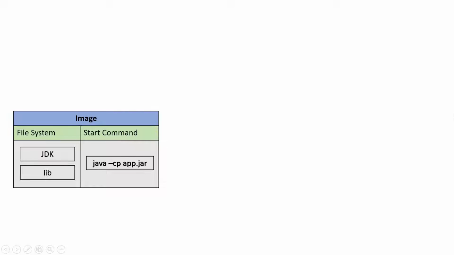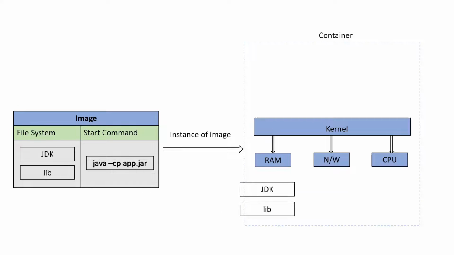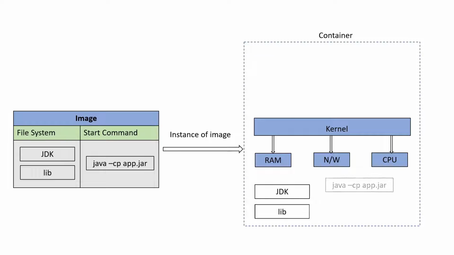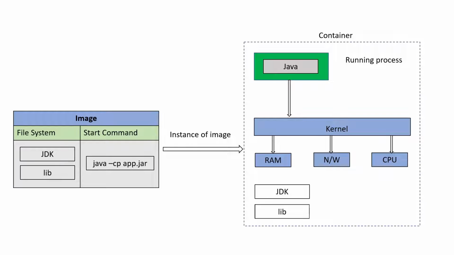Now let's try to visually understand what happens within the container when you start an instance of an image. The files contained in the file system would get copied over to a segment of the hard disk known as a namespace. And then the command specified in the image would get fired so that the process starts within the container. Now when the process starts running, we say that the container is running. The process interacts with the operating system kernel and uses the shared resources such as RAM, network, and CPU. So this is what a container basically is, a running instance of an image.